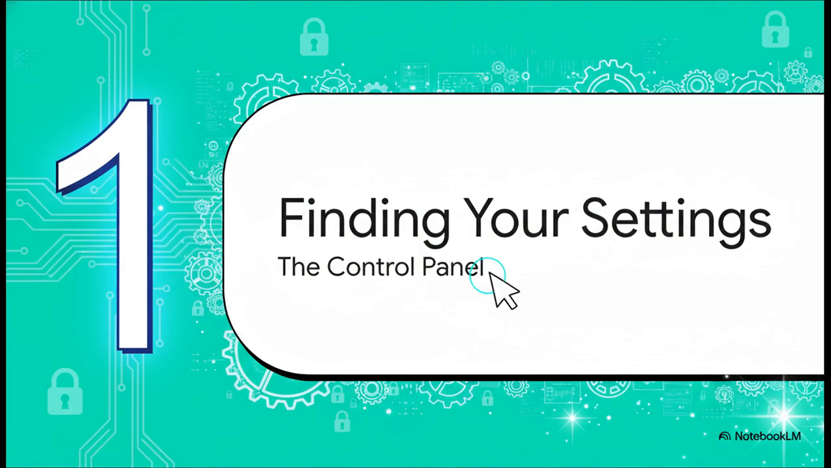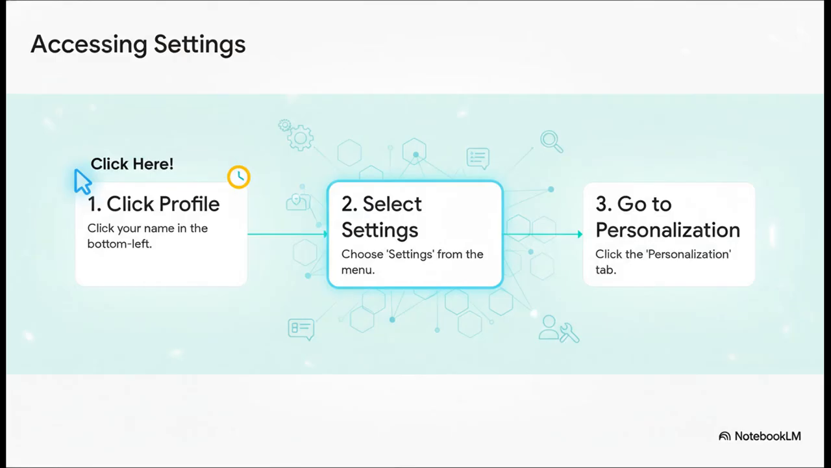Okay, so on the main website, look down in the bottom left corner for your profile name. Go ahead and give that a click. Then, in the menu that pops up, select Settings. Inside the Settings window, you'll see a Personalization tab. That's our destination. Let's head in.